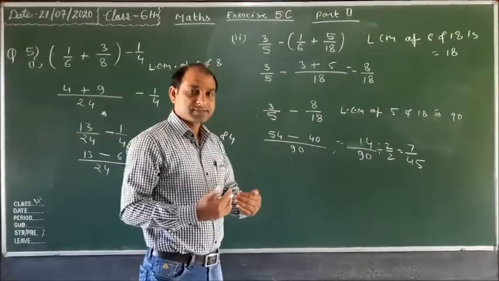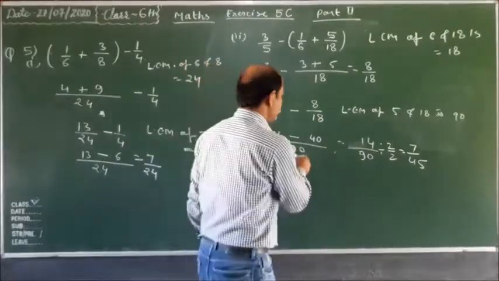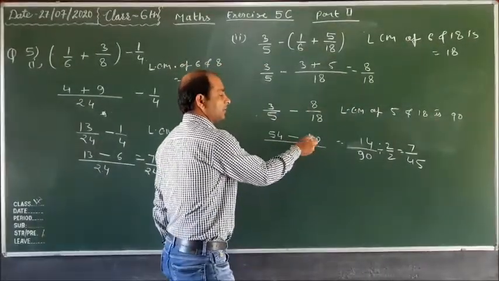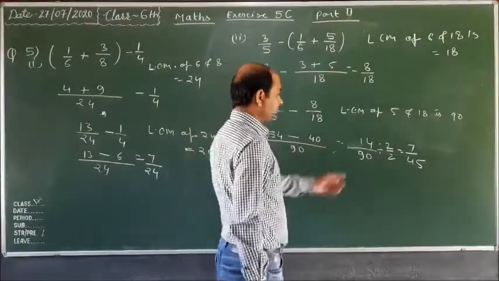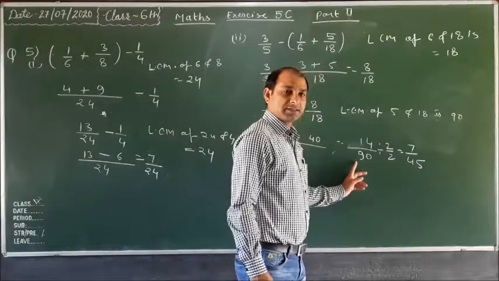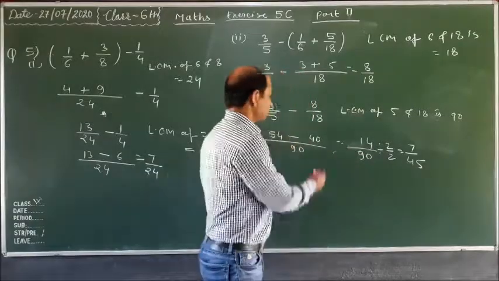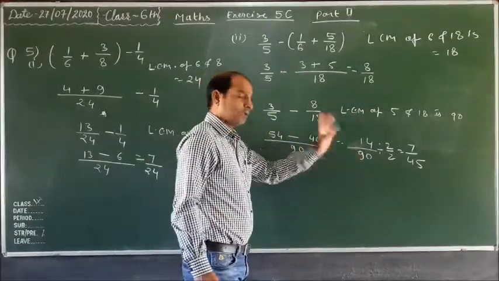5 multiplied by 8 equals 40. Then 54 minus 40 equals 14 upon 90.